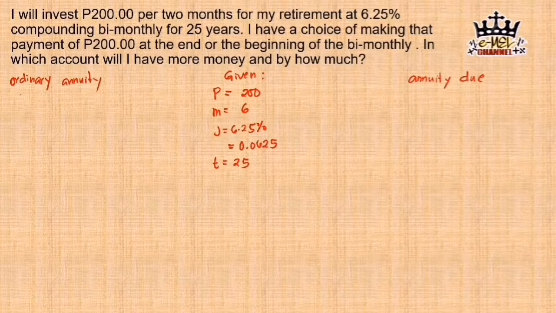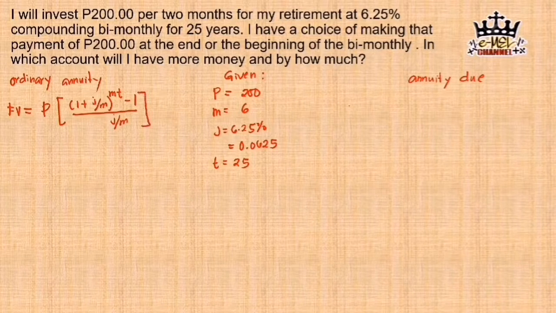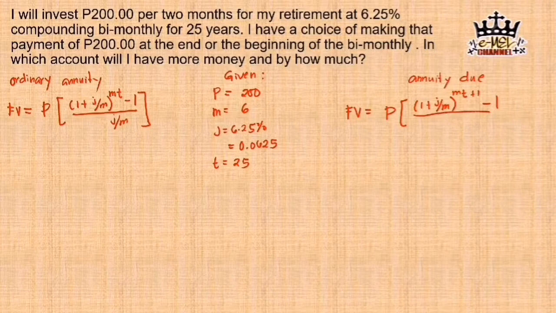Remember that to solve for the ordinary annuity, the formula is: future value equals the periodic payment times the quantity 1 plus j over m, raised to the power of m t, minus 1, over j over m. For the future value of the annuity due, FV equals the periodic payment times the quantity 1 plus j over m raised to the power of m t plus 1, minus 1, over j over m, then subtract the periodic payment from the result.